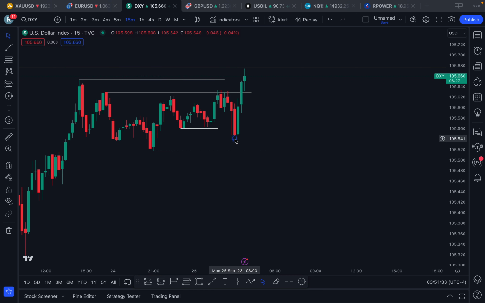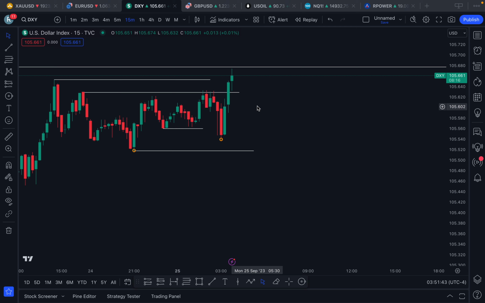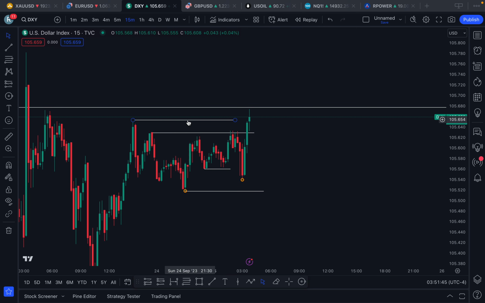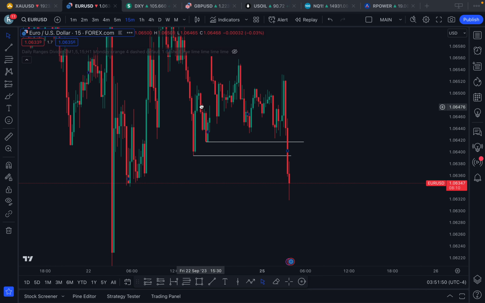this low. My laptop is already heating. This low and this low, right? These are the lows that I will be targeting as my TP1 and TP2. Okay, let me just go and see what's up with the euro.